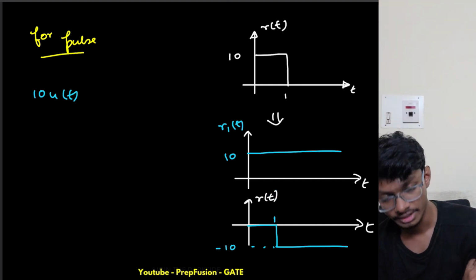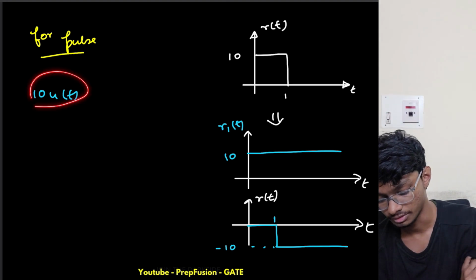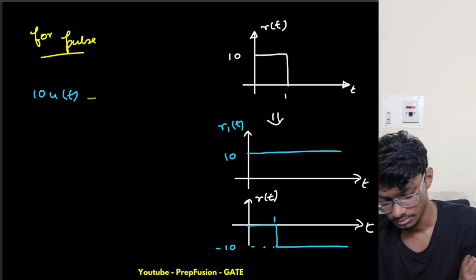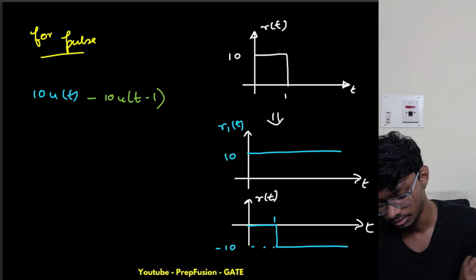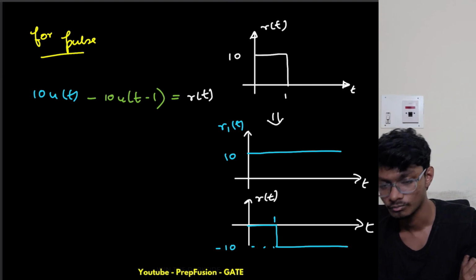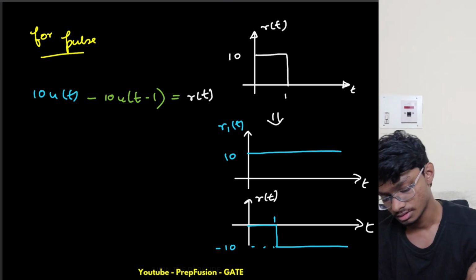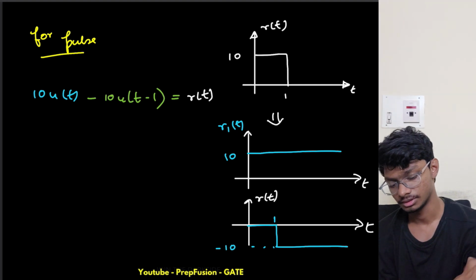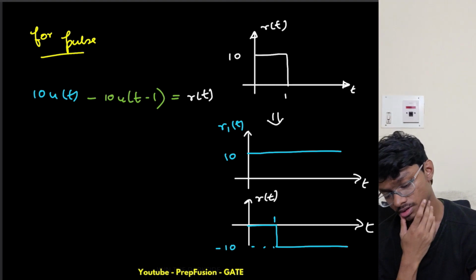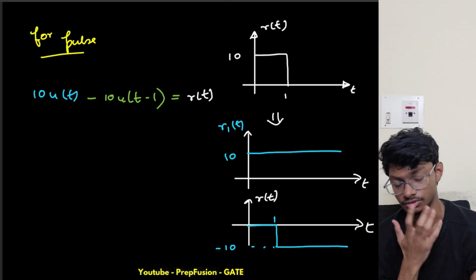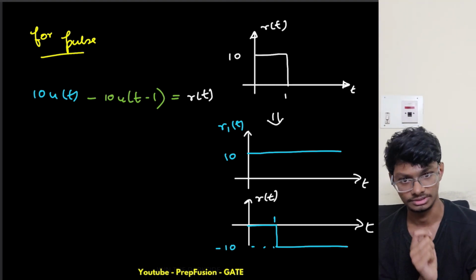So how can I write this combination? The first one I have already written. What is the second one? Second one is minus 10 into u of t minus 1. So this is equal to my r of t. Now can I take the Laplace transform of this one? So what will be the Laplace transform of this one?